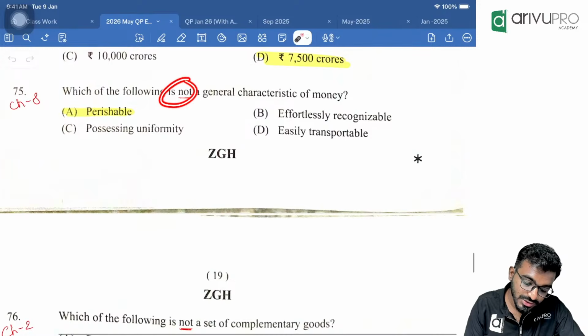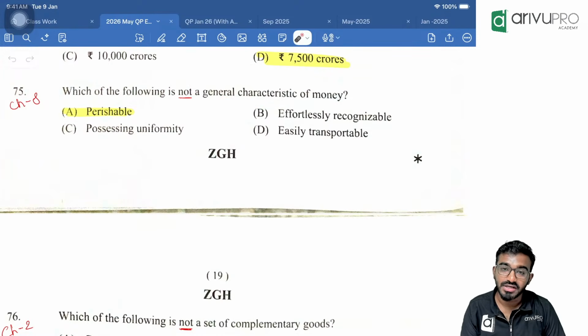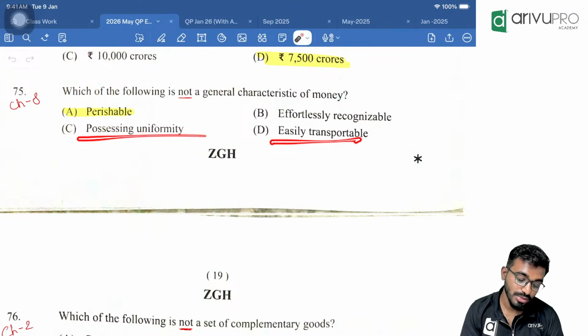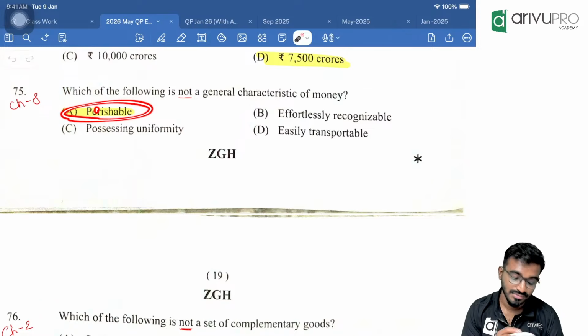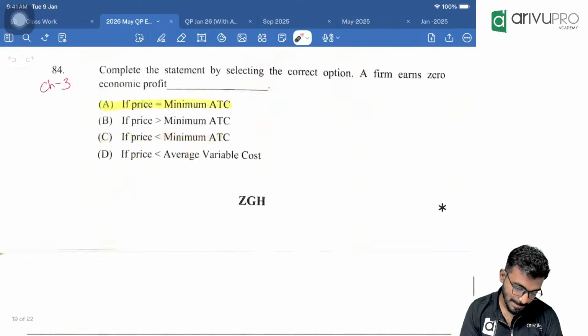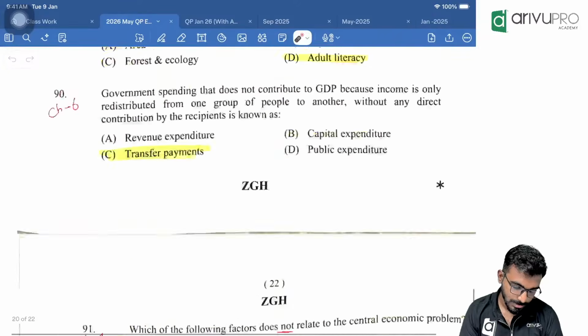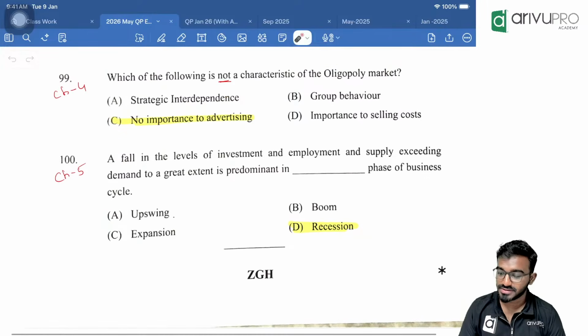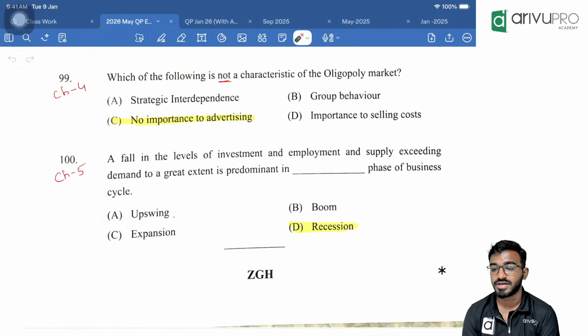Which of the following is not a general characteristic of money? Money is not perishable, but they have given perishable. It is effortlessly recognizable, yes. Easily transportable, possesses uniformity, yes. All these three are correct, but this is not a characteristic. That's it. By this, even previous questions of the entire chapter 8 come to an end.